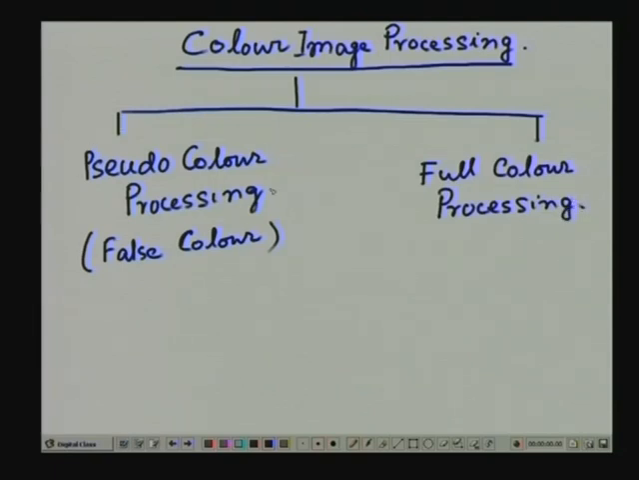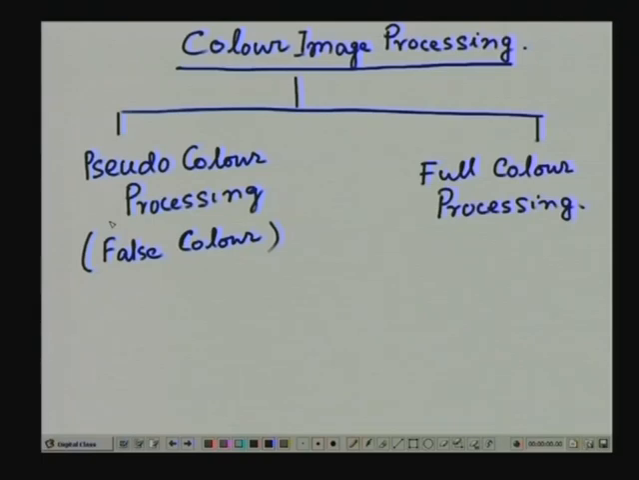In pseudo-color processing, as the name implies, these colors are not the real colors of the image, but we try to assign different colors to different intensity values. So, pseudo-color processing actually assigns colors to different ranges of gray values based on certain criteria. Now, what is the purpose of assigning colors to different ranges of gray values?